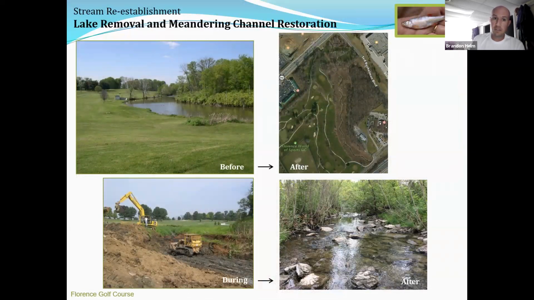Florence World of Golf. There had previously been a lake along the golf course. The dam was starting to fail. There were some major concerns from the city of Florence about it. So we had the dam removed and reestablished a channel through the former lake bed. This was similar to the type of channel that we constructed at Moonwoods.